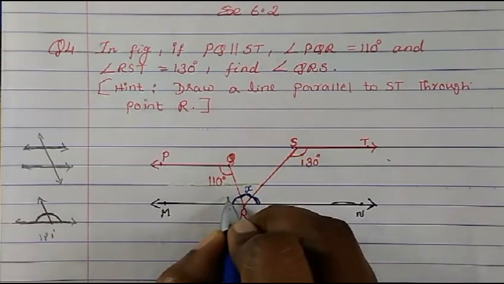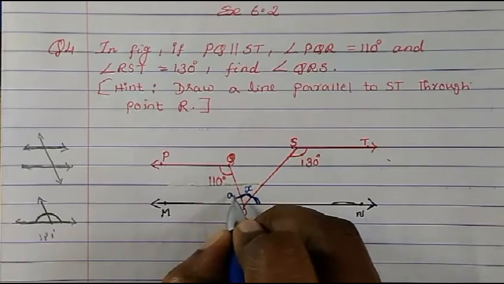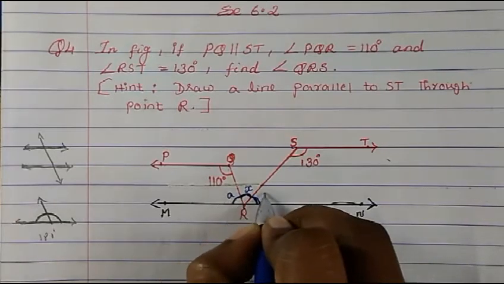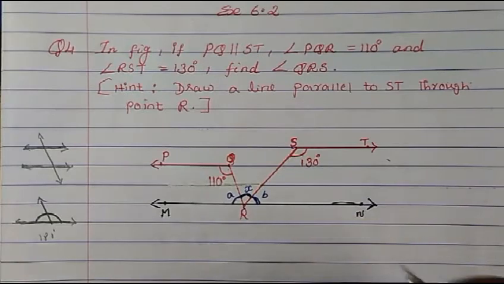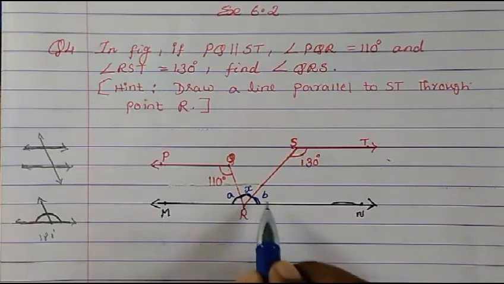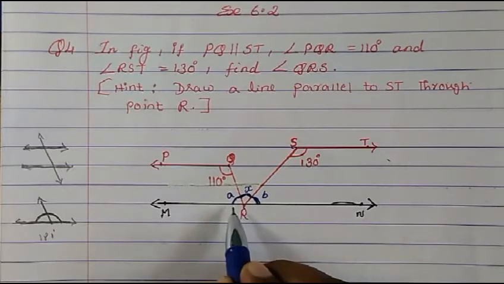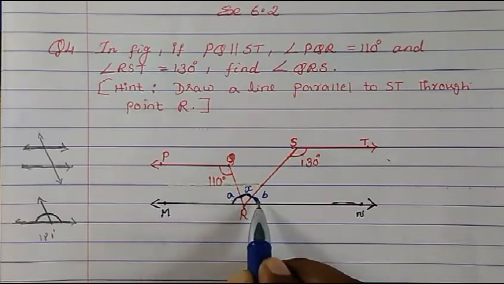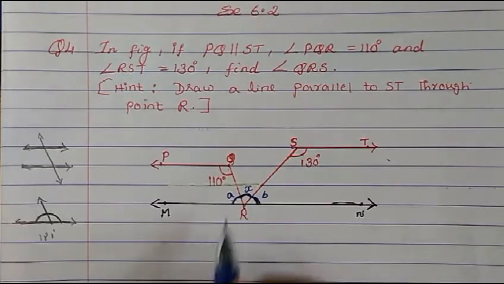If we know the value of this angle, I'll keep the name A for this angle and B for this one. For our convenience, or you can keep any name. If we know this angle and this angle, then we know the total is 180. From 180, if we subtract this and this, we will get the value of X.